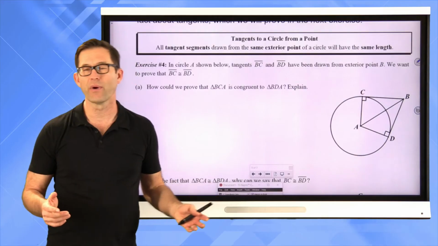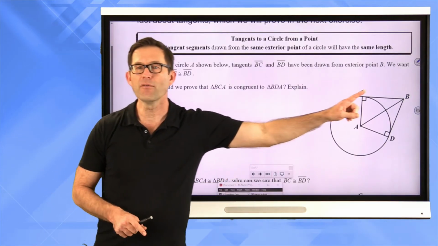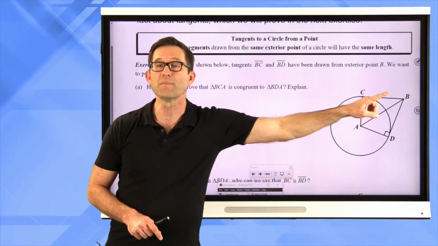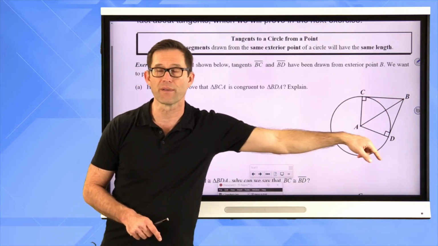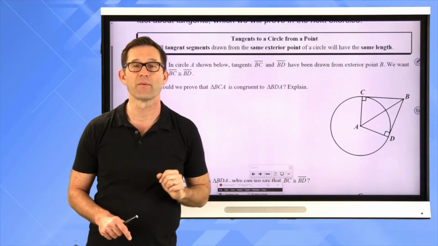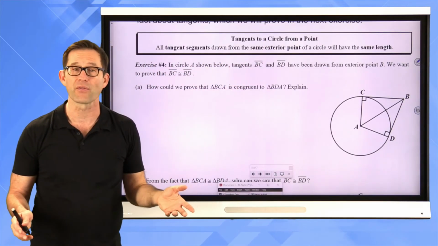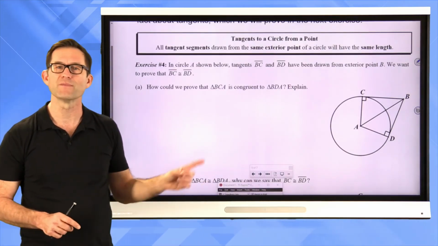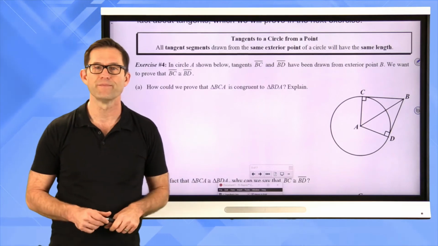And I should really just point out the following fact. If you have a point like point B that's exterior to circle A, there will always be two tangents that can be drawn to the circle. So maybe I should have said the two tangent segments drawn from the same exterior point will have the same length. And it may seem obvious to you, but we should prove it. So let's take a look at exercise number 4.